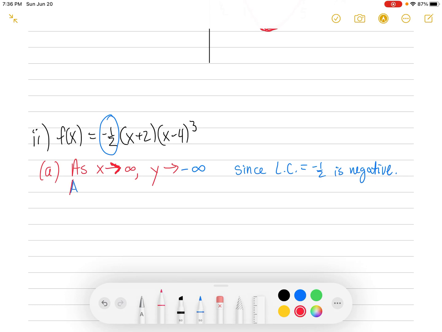Okay, now let's focus on the left end behavior. As x goes to negative infinity, in other words, as you go to the left, what is y approaching? Well, how does it compare to the other side? How does the left side compare to the right side? Well, since the degree here, what's the degree?